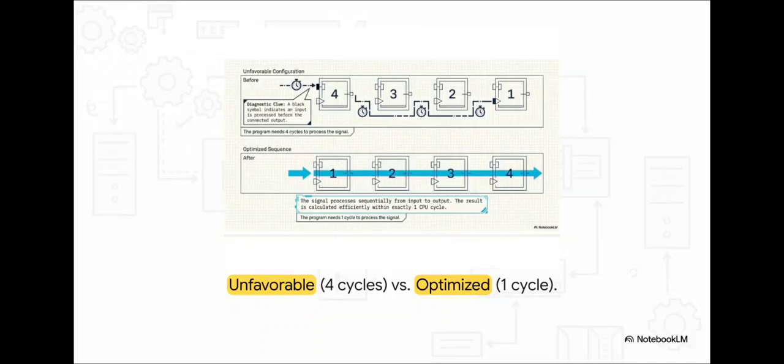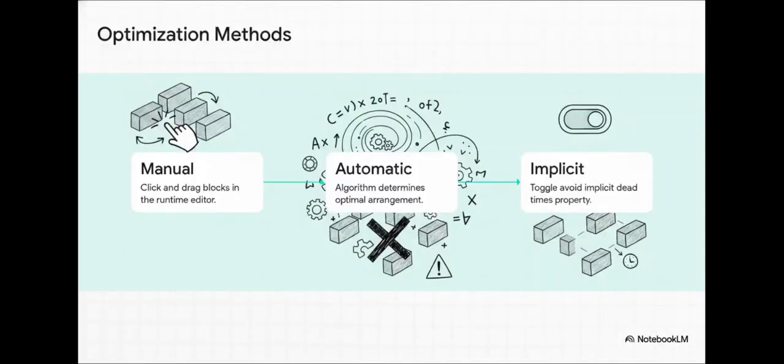But by simply optimizing the sequence so the signal processes correctly from left to right, sequentially from input to output, all those diagnostic black symbols just disappear. The entire result is calculated super efficiently within exactly 1 CPU cycle. So how do we actually fix this in practice? Well, you've got 3 distinct options for optimization.